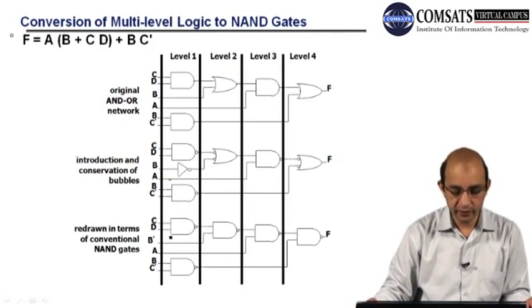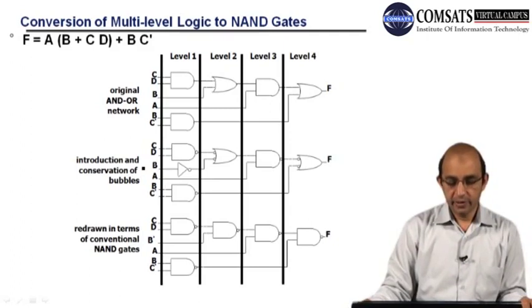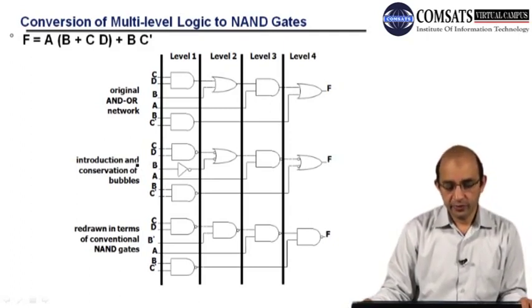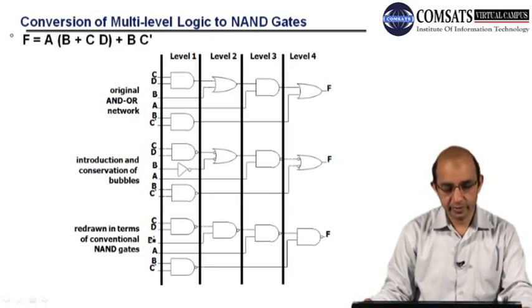Here we have B, or here we have a B complement, right? Similarly, here we have C, and here we have a C complement. So this is the difference: we have to handle the complements externally. There is one difference, that we have to handle the complements externally. Here you can see that this complement is handled externally. Here we have a B, but here we have a B bar, right? So this is the difference.